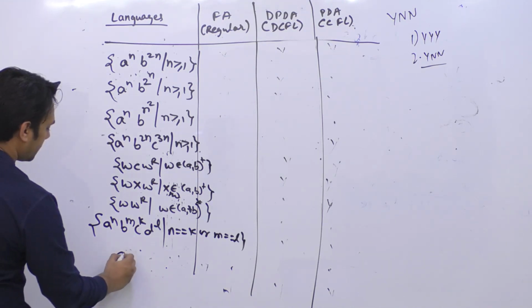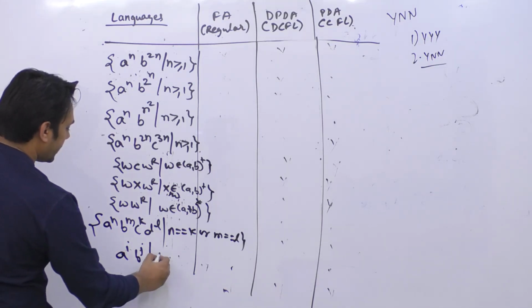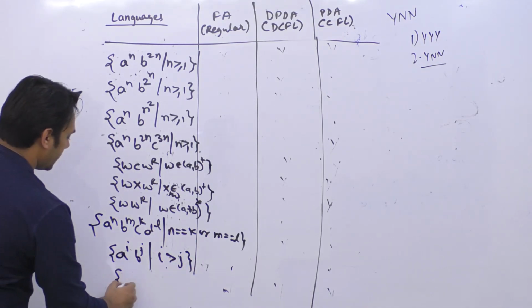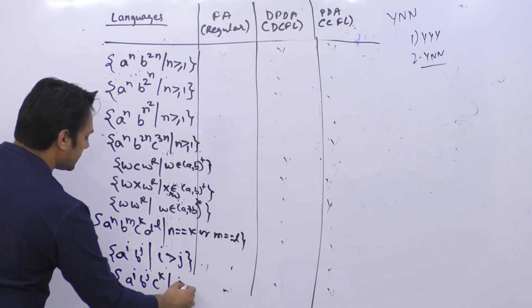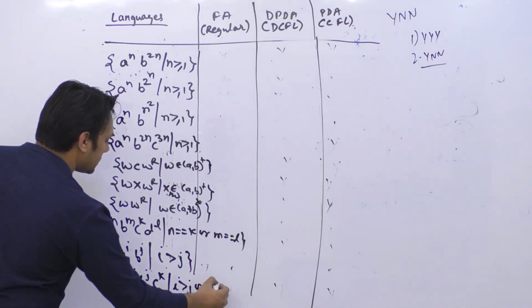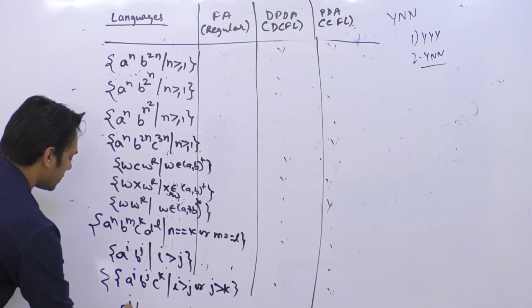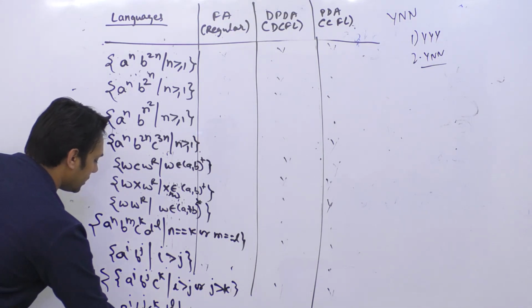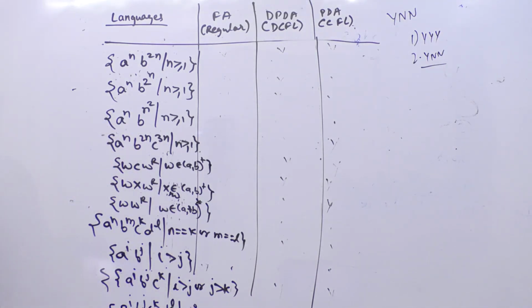So we can say a raised to power i, b raised to power j such that i is greater than j. Then we have a raised to power i, b raised to power j, c raised to power k such that i is greater than j or j is greater than k. Maybe a raised to power i, b raised to power j, c raised to power k, d raised to power l such that i is greater than k or j is greater than l. So write down these examples.